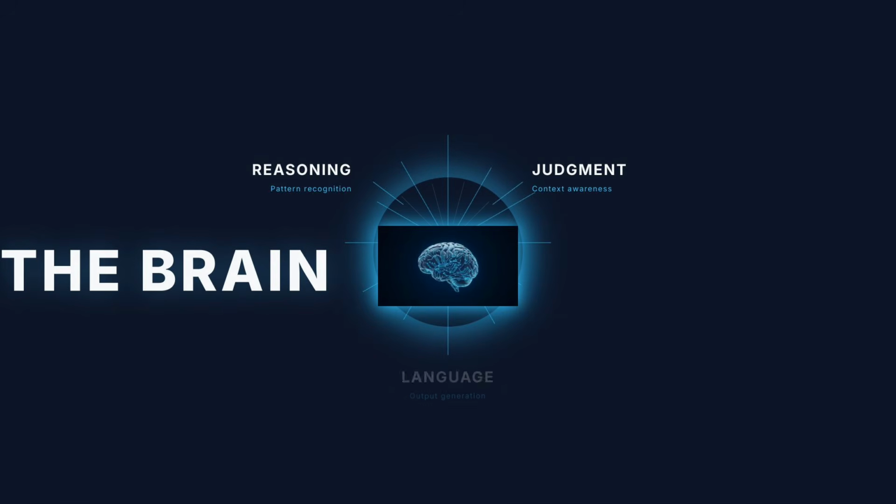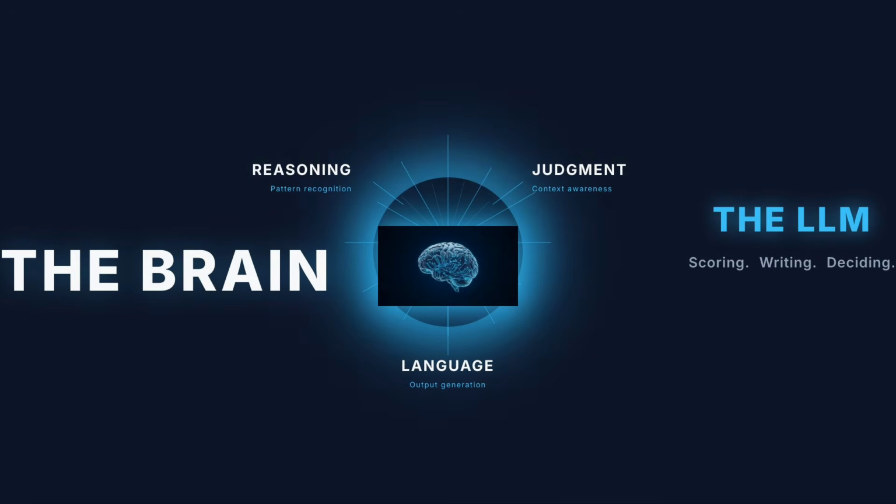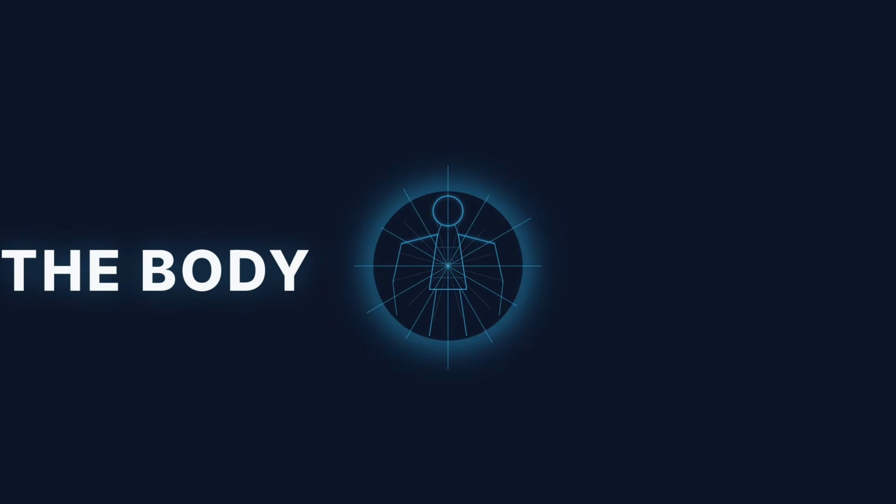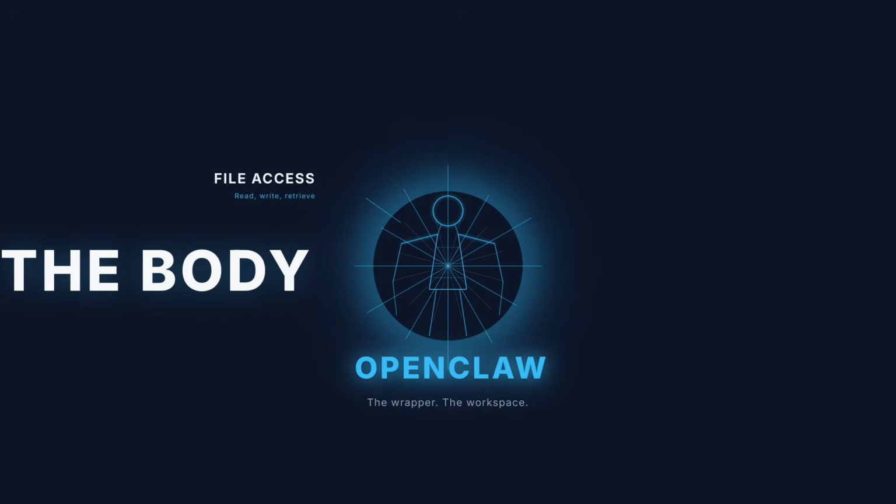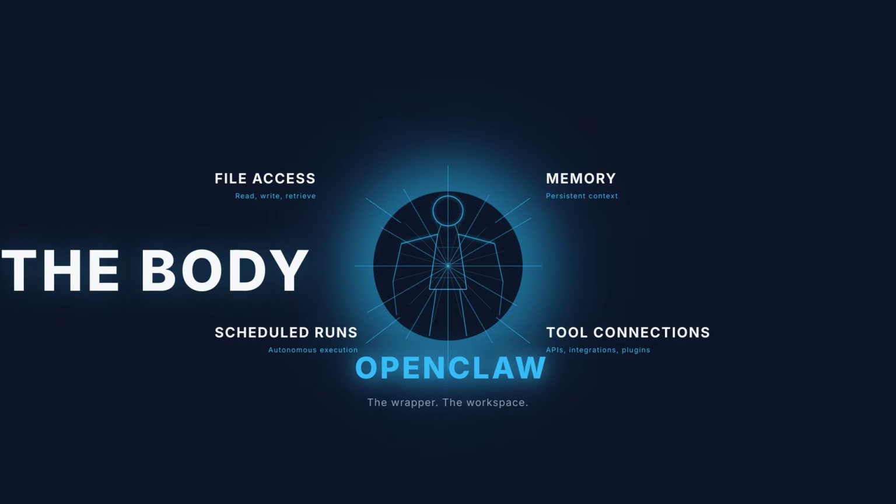This is where the reasoning, judgment, language, its ability to score, write, decide, all of that good stuff, comes from the LLM. Now, if the LLM is the brain, then the body is OpenClaw. This is the wrapper that gives Claude a persistent workspace, file access, memory, the ability to run on a schedule, connect to your tools, and all that good stuff. OpenClaw is what turns it into an agent that lives on your machine and can do most things you're able to do on said machine.